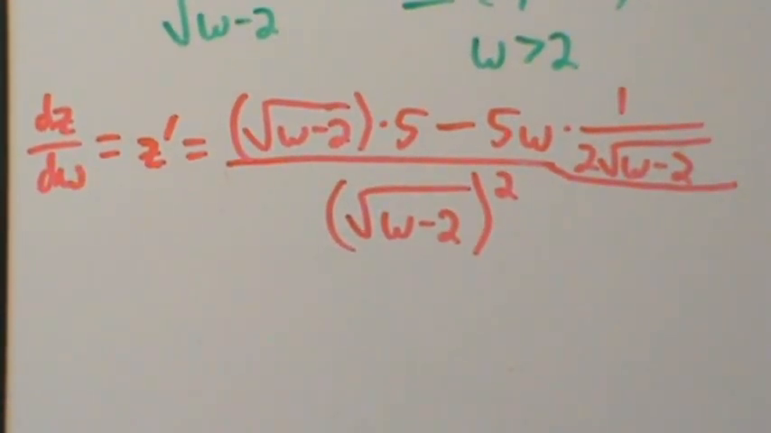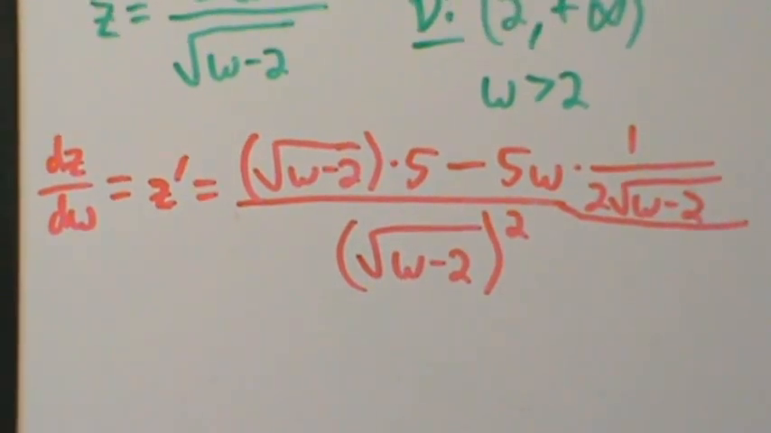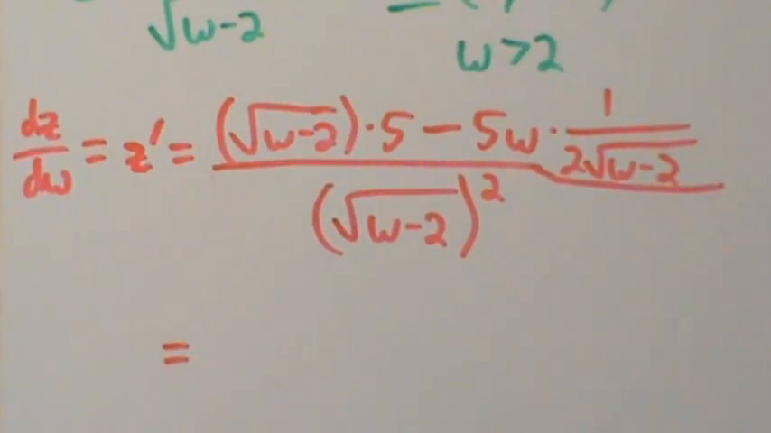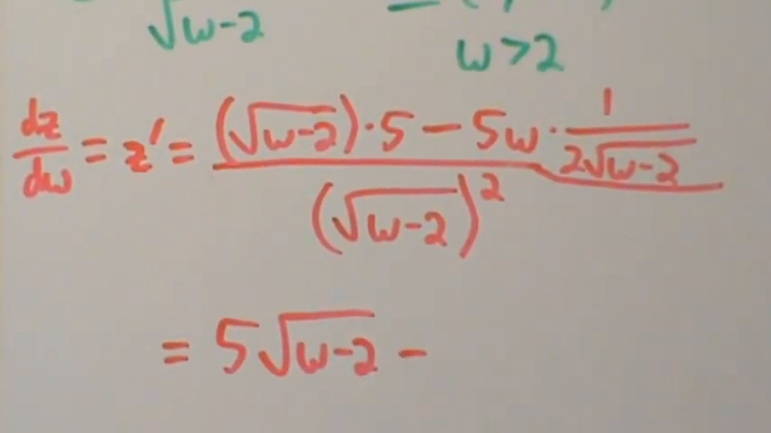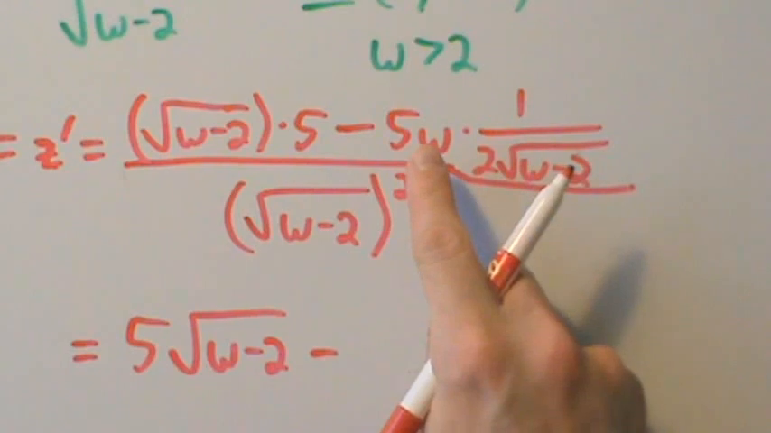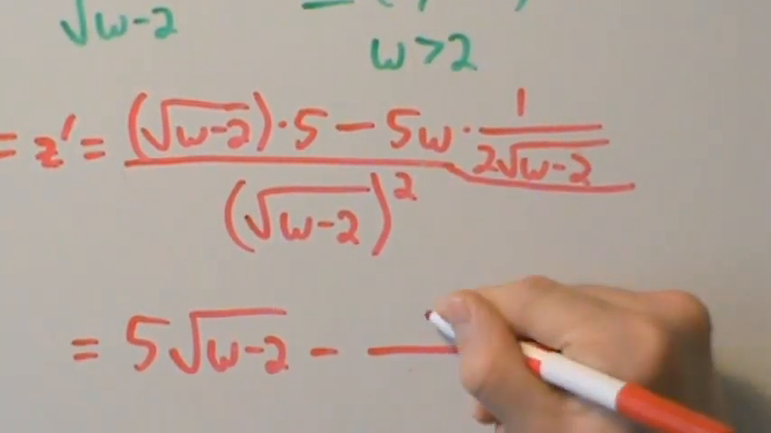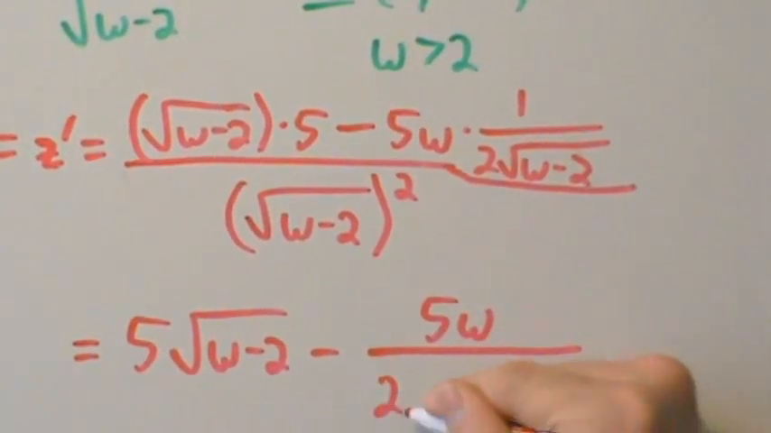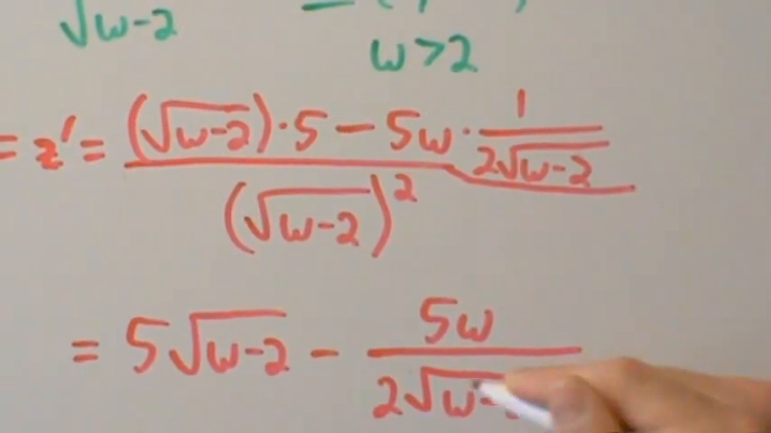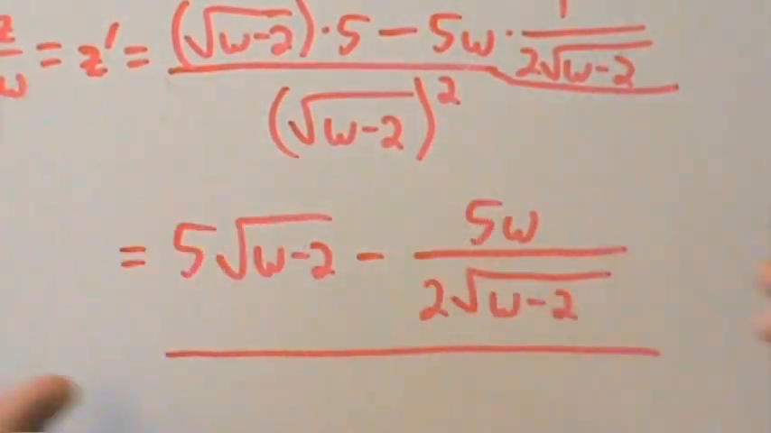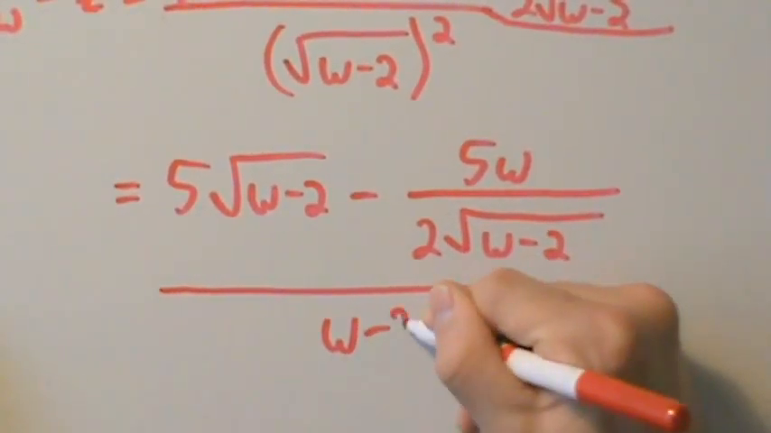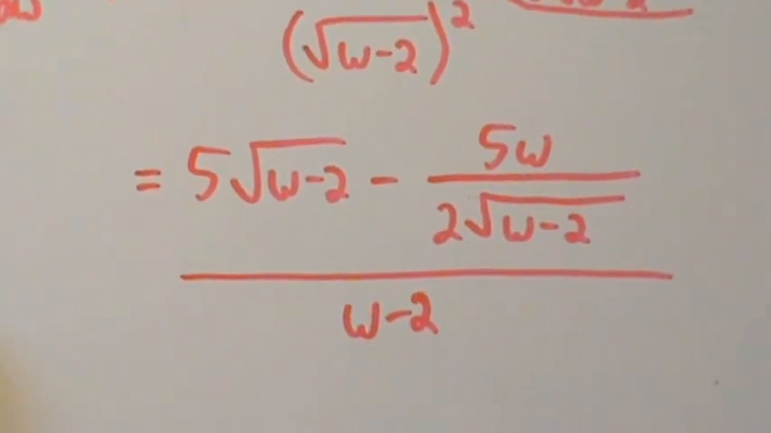So let's go ahead and simplify this a bit. So let's see. This is just going to be 5 root w minus 2, and then minus, let's go ahead and write this as 5w over 2 root w minus 2. So 5w goes on top, and then 2 root w minus 2. All right, and then all of that is over, so square root of w minus 2, if you square that, the square and the square root cancel, and they simplify and you just get w minus 2. So that's not bad, right?